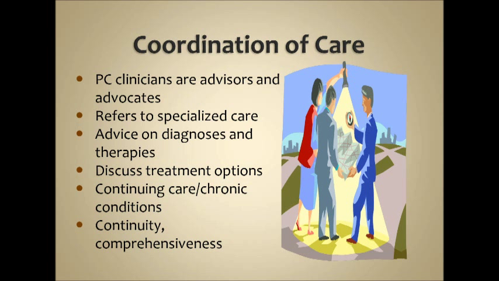PC clinicians are advisors and advocates. They're supposed to refer you to specialty care and keep you back from it if it's not really needed. They give you advice on diagnoses and therapies. They're supposed to be able to sit down and discuss with you the treatment options, continuing care, what it's going to look like for your chronic conditions. Even if you're diagnosed today with something, maybe in 20 years that's going to have this effect on you if you don't do something now. Continuity, comprehensiveness, that's what you're supposed to get out of the coordination of primary care with your PCP. But of course, if there are holes in the system and you can't get to your PCP, this isn't going to work so well.